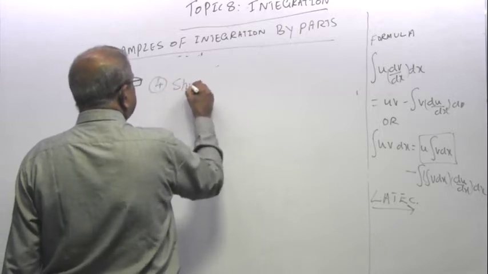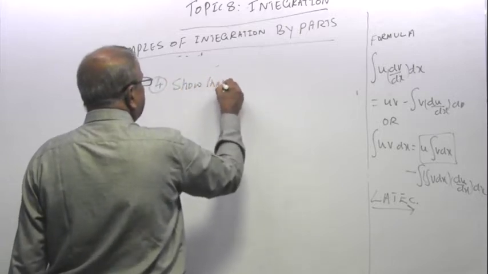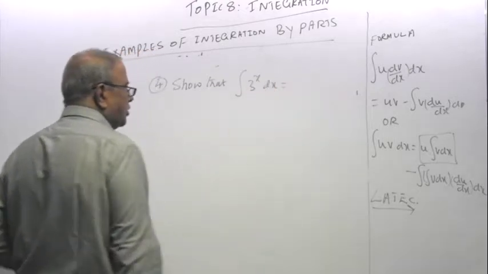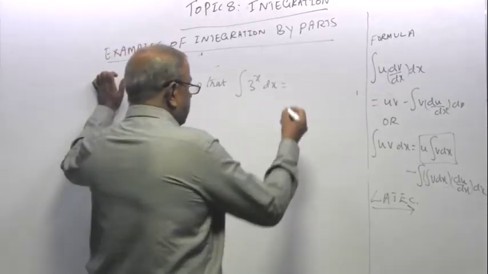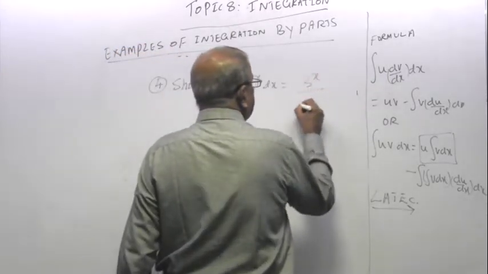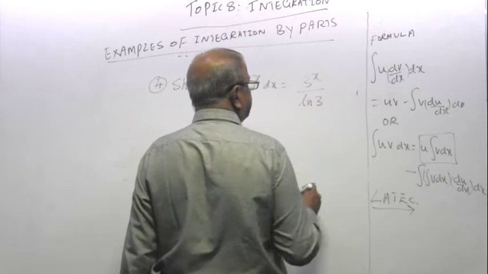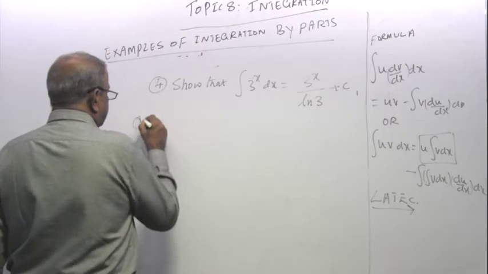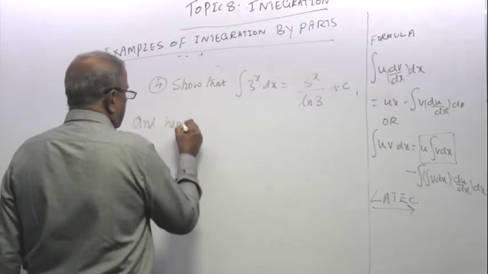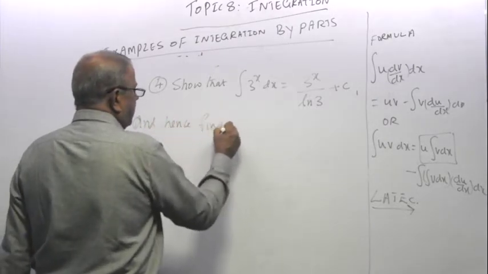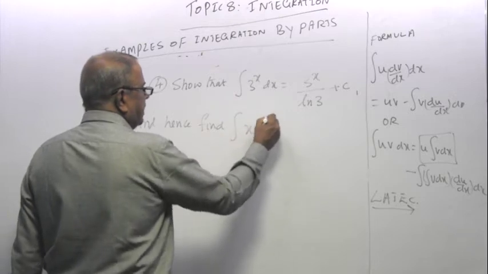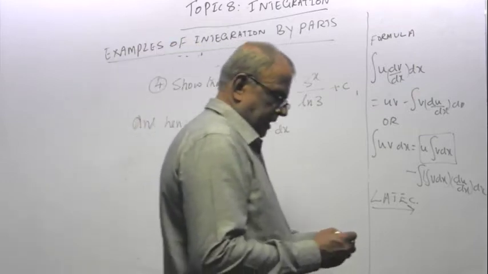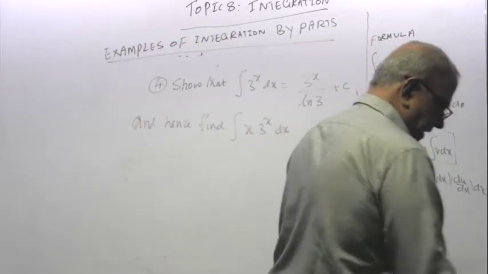Show that integral 3 power x dx equal to 3 power x over ln 3 plus c, and hence find integral x 3 power x dx. That would be a typical 5-6 mark question at A level.